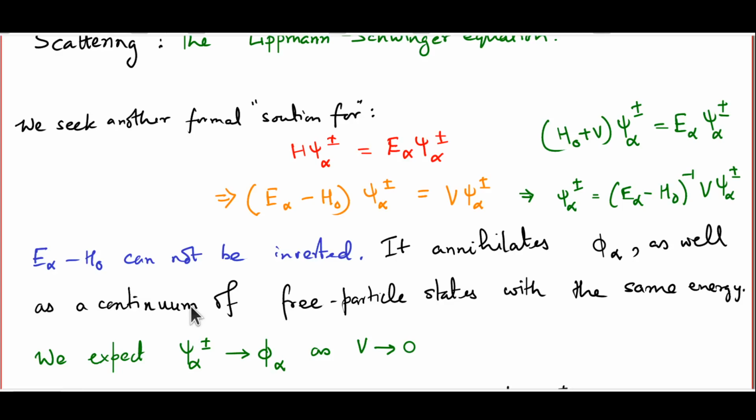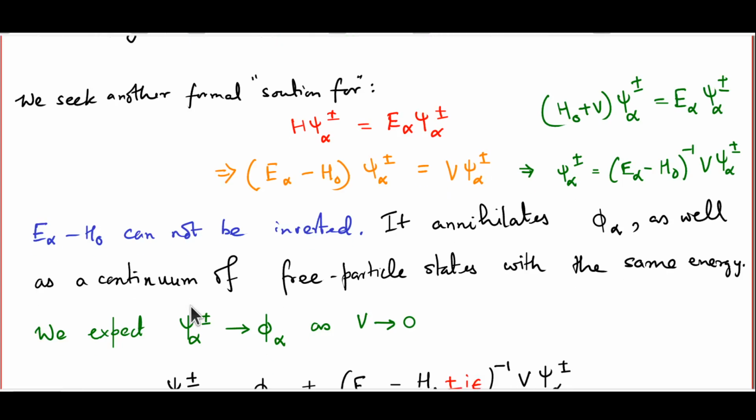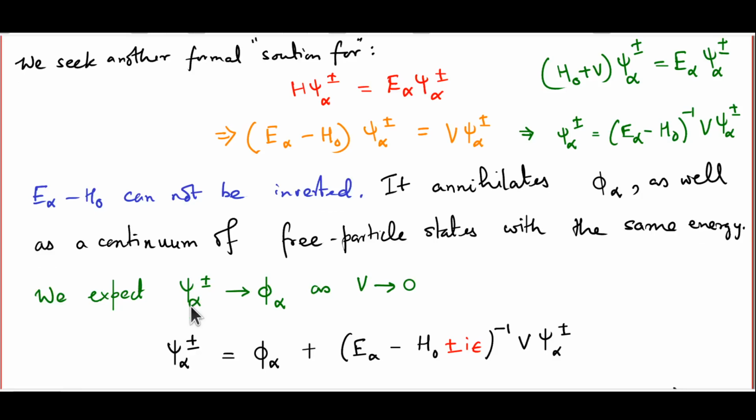Now, with this in mind, and noting that the reason why E alpha minus H0 cannot be inverted can be alternatively stated as simply the fact that E alpha is an eigenvalue of H0, we can actually write chi alpha plus minus in this form. Note that since phi alpha is killed by E alpha minus H0, the presence of this extra phi alpha on the right hand side here does not hurt the chances of chi alpha plus minus satisfying this equation.